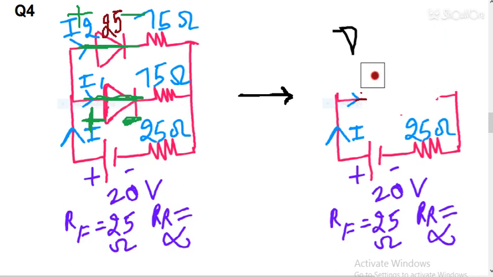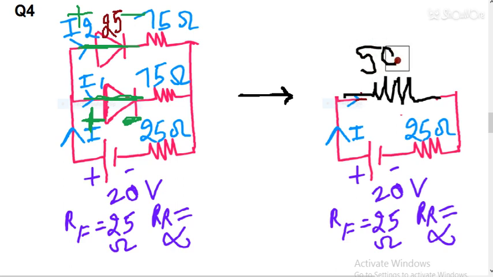Okay, so if this will be the next circuit, then it will give me a new resistance. This one will be the new resistance that has the value of 50 ohm. 100 and 100 in parallel will give me the value of 50. So I hope this is clear, 50 ohm.